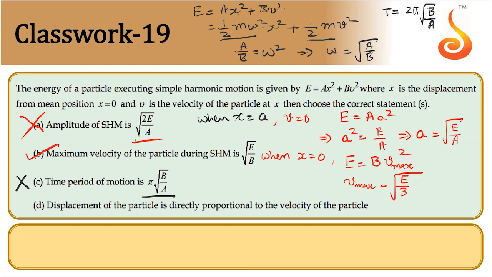And displacement of particle is not proportional to velocity. Displacement is proportional to acceleration. That's why it is simple harmonic motion. So this is also wrong. So the correct answer is option B alone.